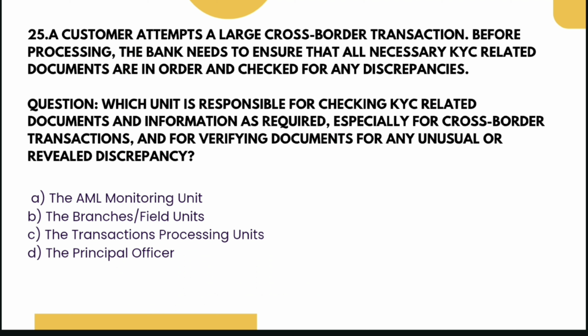Next question, a customer attempts a large cross-border transaction. Before processing, the bank needs to ensure that all necessary KYC related documents are in order and checked for any discrepancies. So the question is, which unit is responsible for checking KYC related documents and information as required, especially for cross-border transactions, and for verifying documents for any unusual or revealed discrepancy? The options are AML monitoring unit, branches, field units, the transaction processing unit, or the principal officer? And the answer is the transaction processing unit.